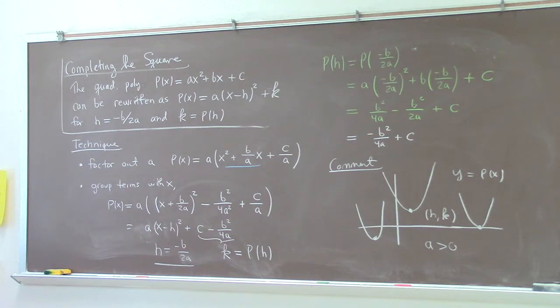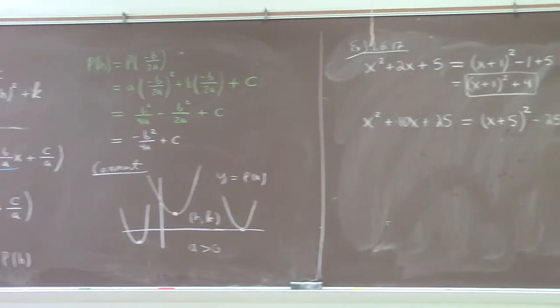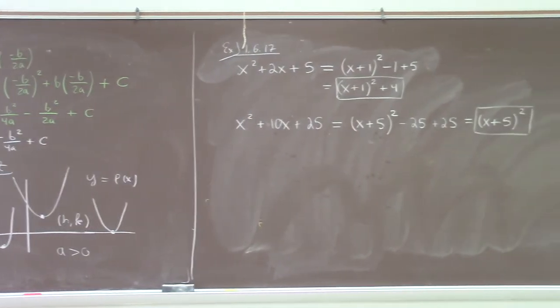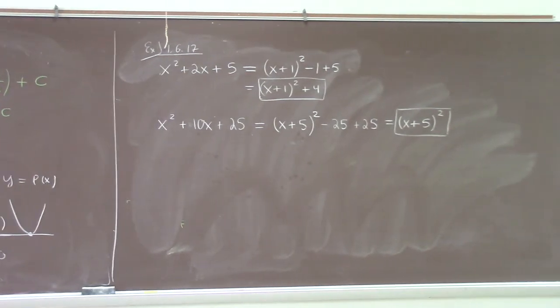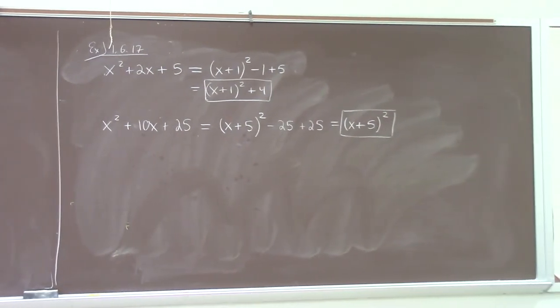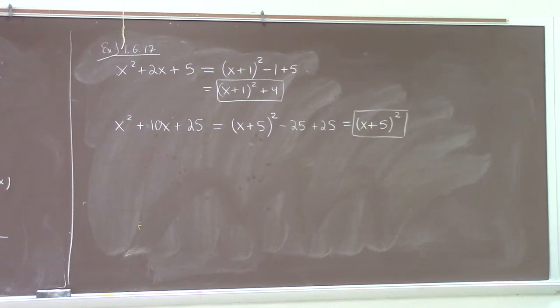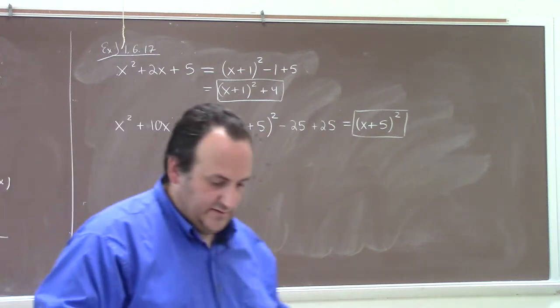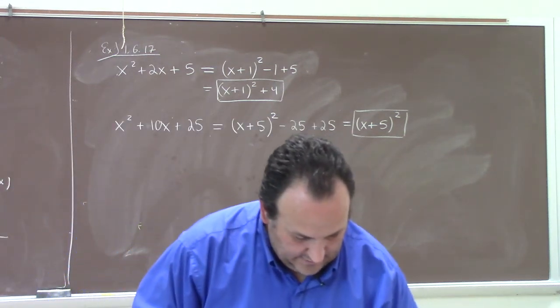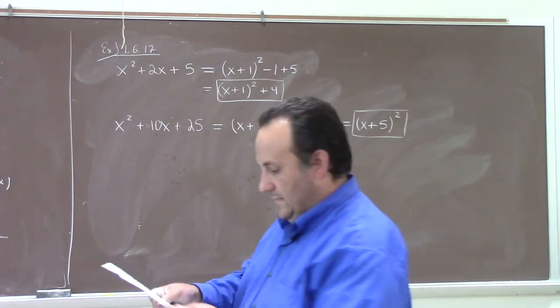So completing the square is really pretty easy if the leading coefficient is 1. If you have to factor out the a, it's a pain, but you can still do it.